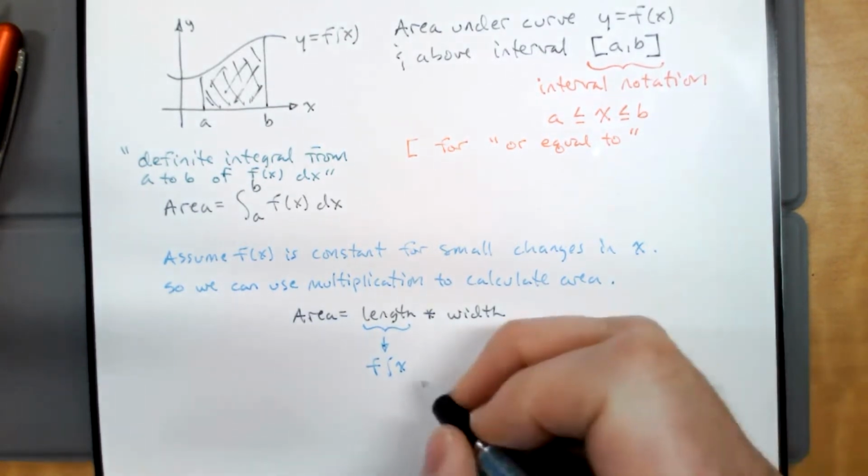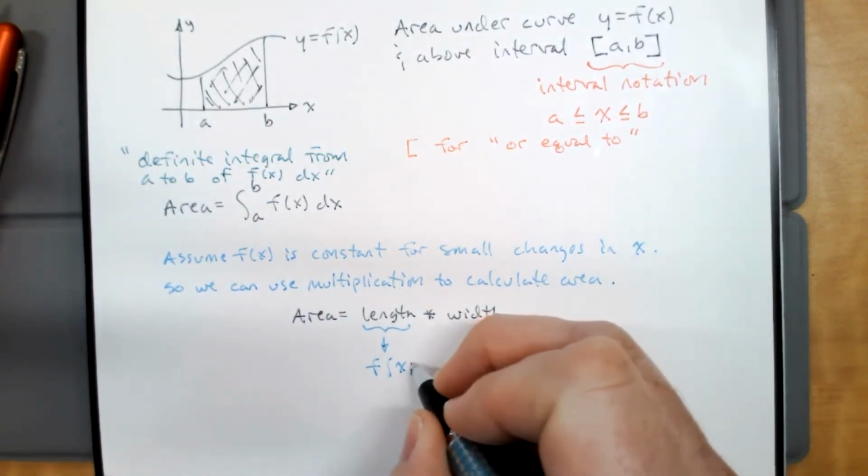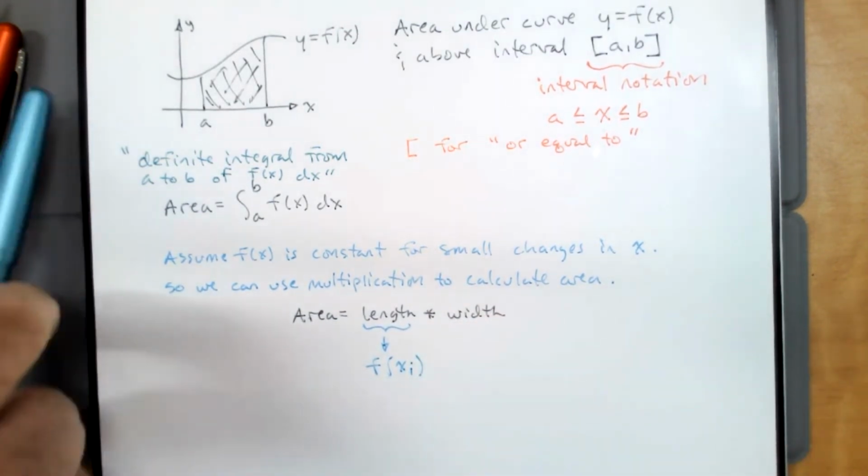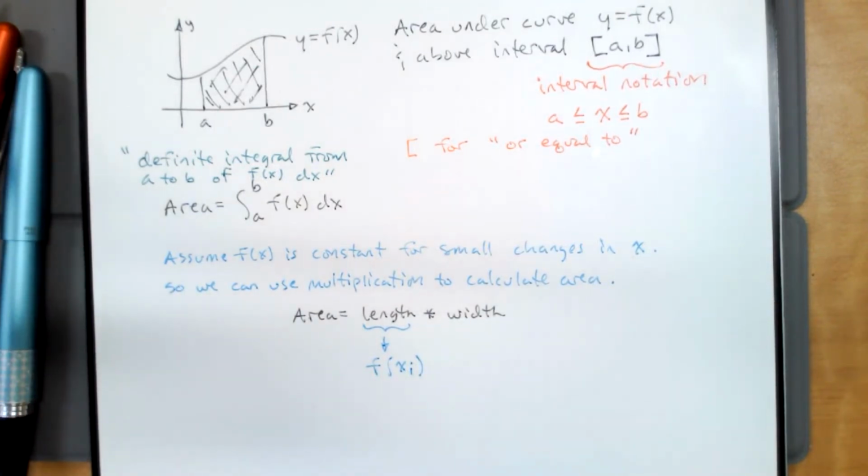So I'm going to index xi. We're assigning a height to the function, or a length to the function, and say it's going to be this for some small change in x. Because if we look close enough, the function does look flat. If we zoom in close enough to the function, it will look flat.